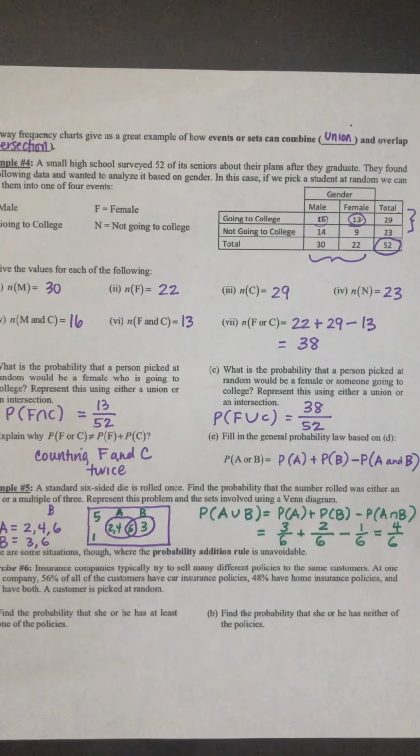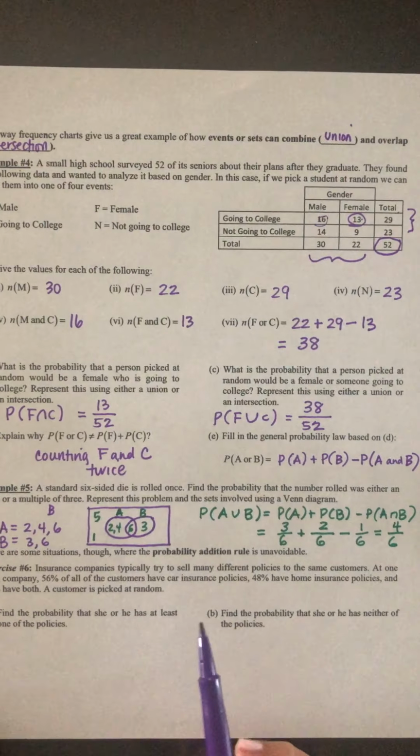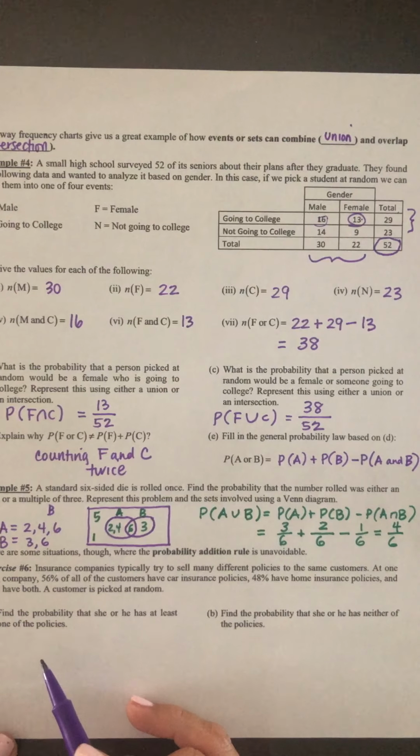At one company, 56% of the customers have car insurance. And in that same company, 48% have home insurance policies, so homeowners. And 18% have both. And we're looking to pick a customer at random. We want to find the probability that they have at least one of the policies. So either they have the car insurance or they have homeowners insurance. So this is where we can't use a Venn diagram. We have to use the formula.